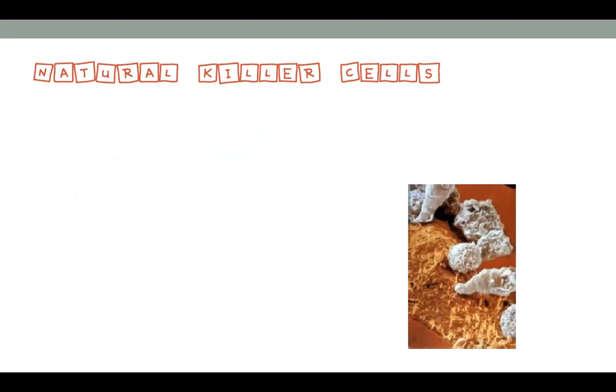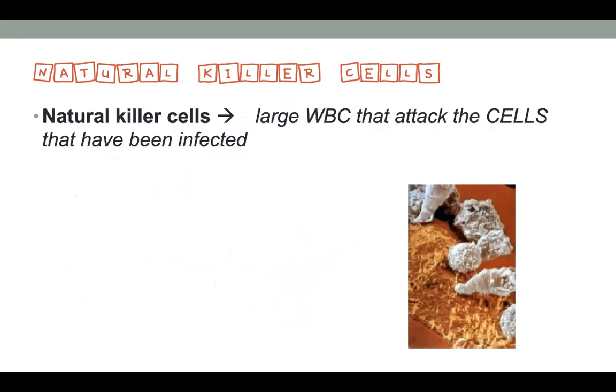Okay, and then another non-specific defense mechanism we have, and these guys are also part of specific defense. These are my favorite white blood cells. These are called natural killer cells. These are large white blood cells that actually attack cells, your cells, that are infected. So what happens when your cell becomes infected? So, back to natural killer cells, right.